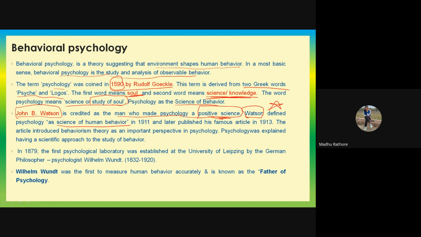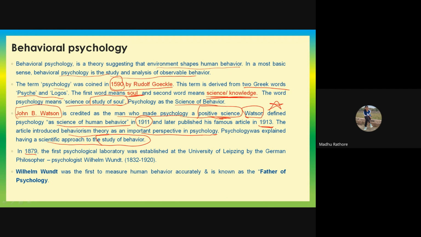J.B. Watson defined psychology as the science of human behavior in 1911 and later published his famous article in 1930 on the science of human behavior. The article introduced the behaviorism theory as an important perspective in psychology. Psychology was explained as having a scientific approach to the study of behavior. Psychology as a study of behavior.